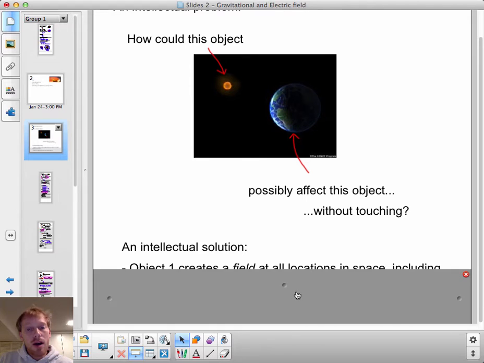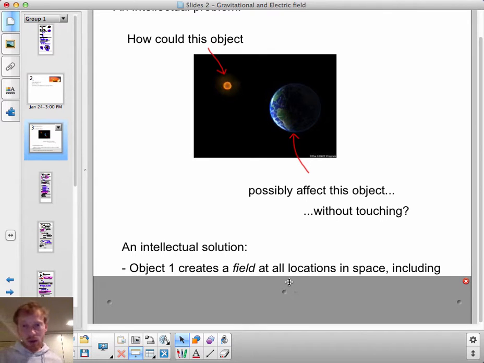Here is an intellectual framework that can hold the answer to that question. You might have one object creating a field in all locations in space. So this is the sun and this is Earth. The sun creates a gravitational field at all locations in space, whether or not those locations have an object there.